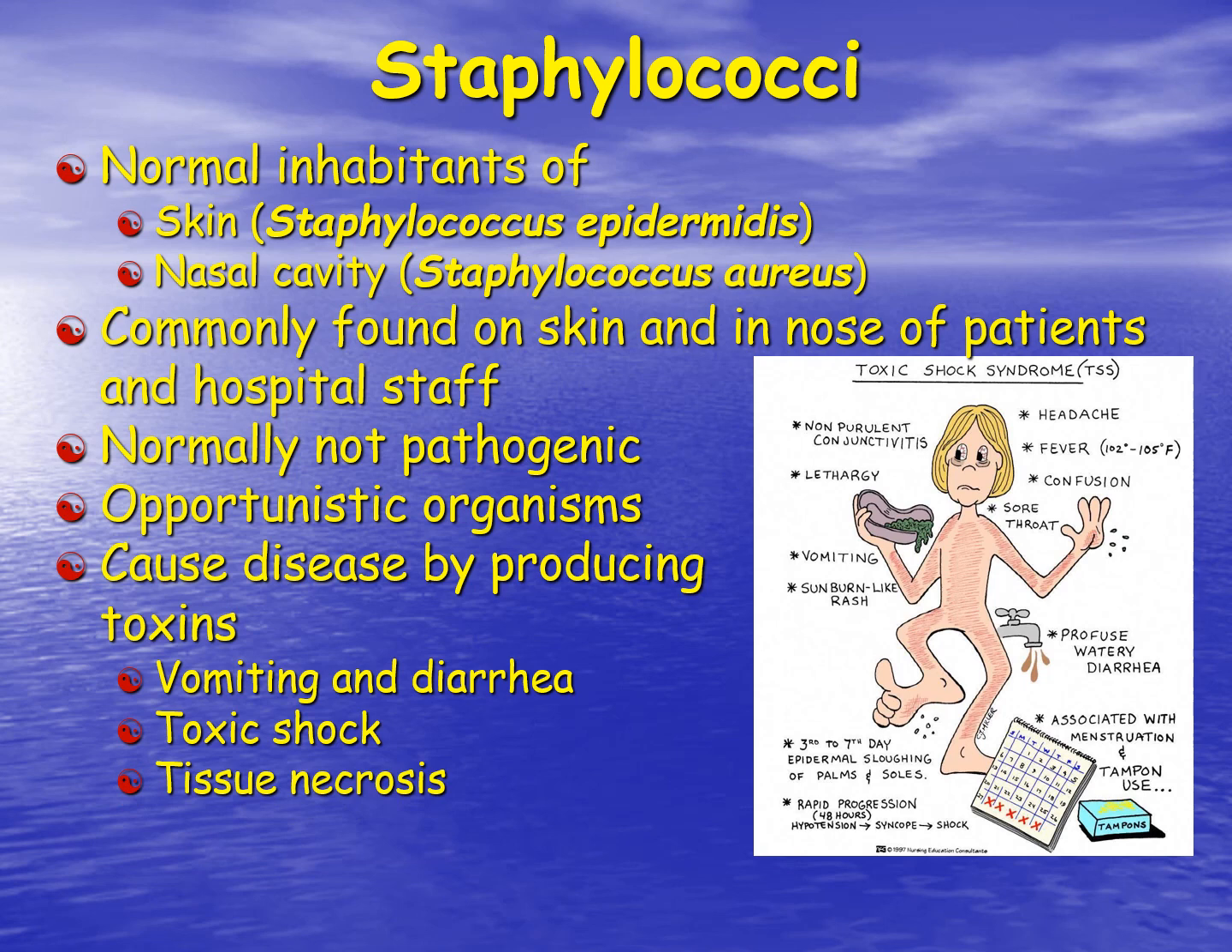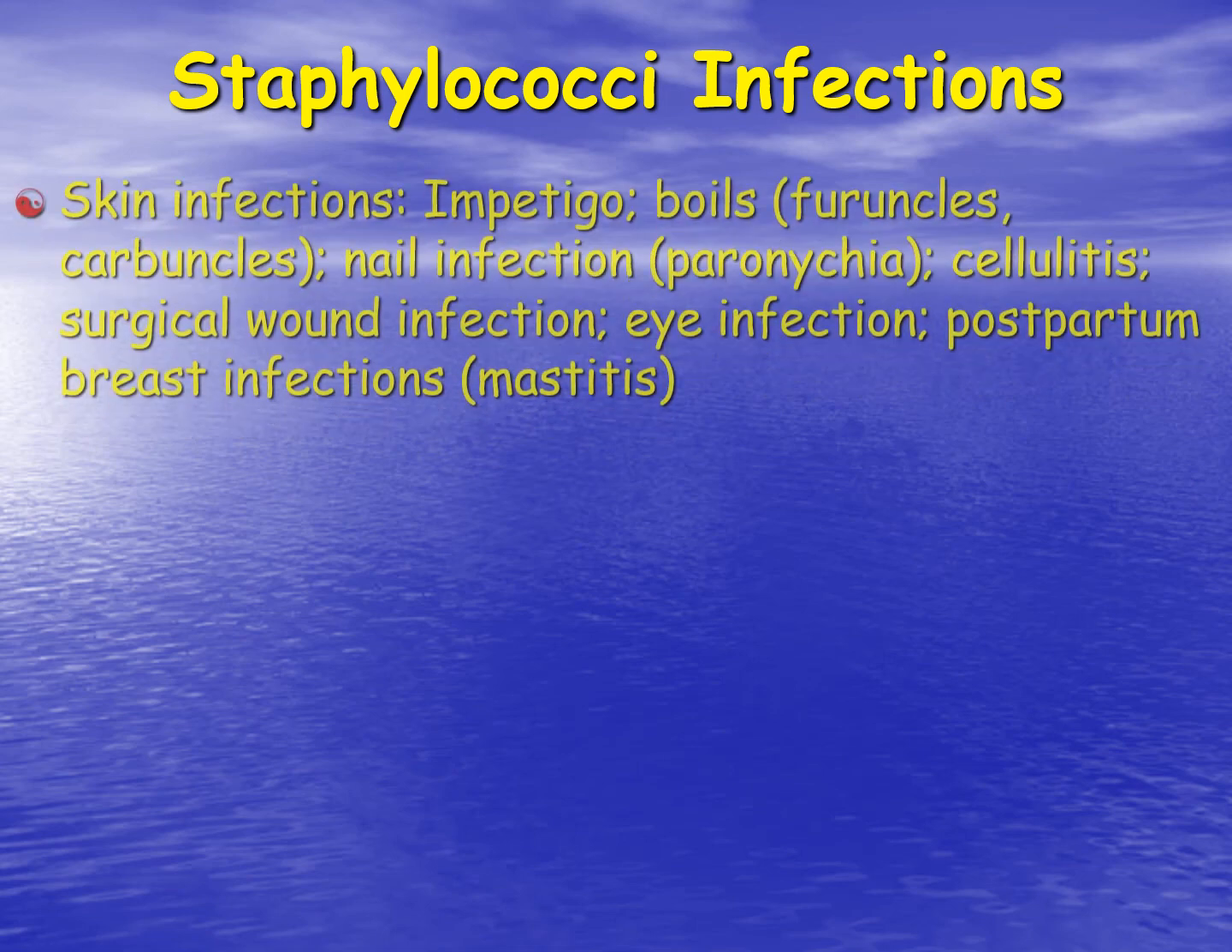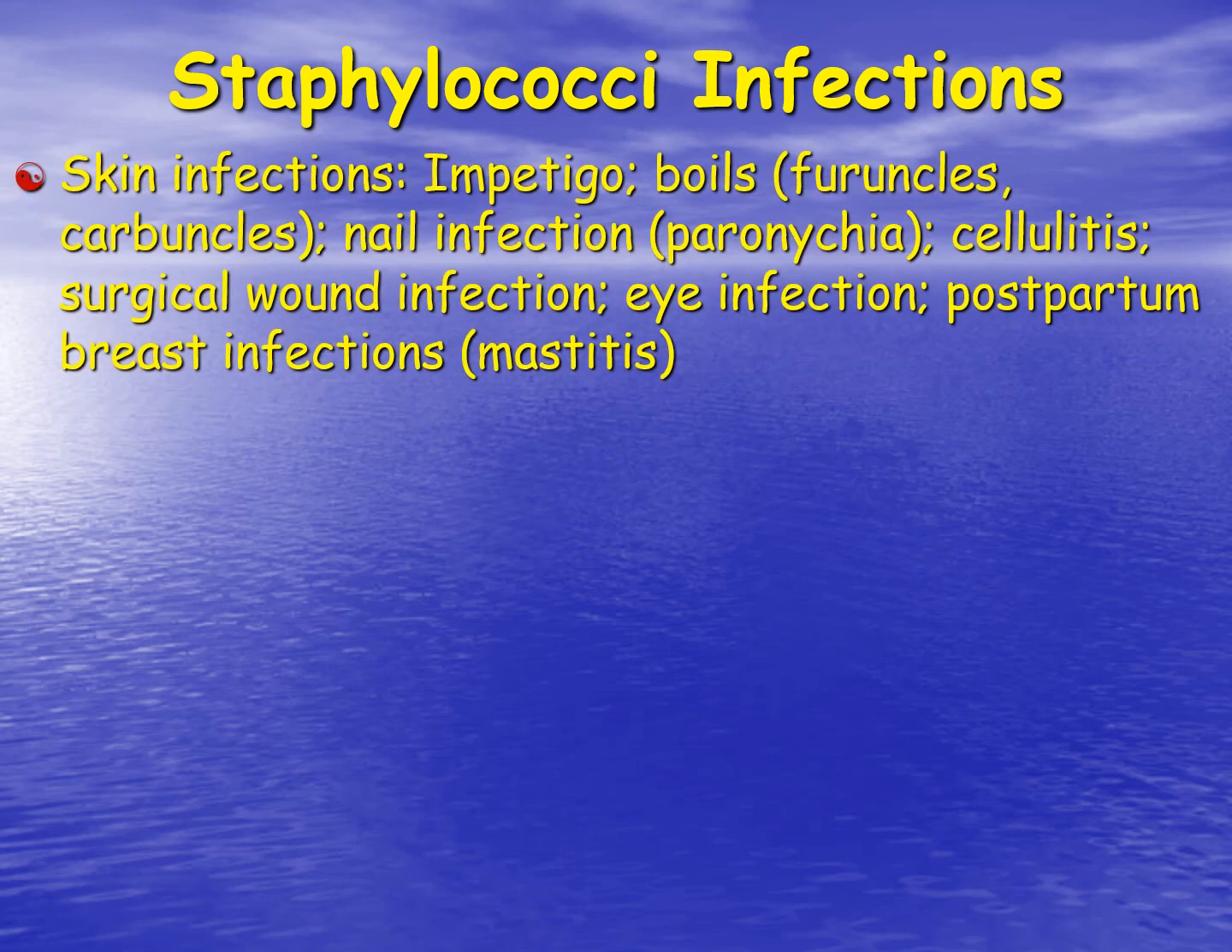Staphylococcus can result in tissue necrosis. It can cause hemolysis of the red blood cells. And what we'll see is that we get inflammation with these Staphylococcus infections. So skin infections: impetigo, boils, and this can be furnicles or carbuncles, which is just simply small lesions that have staph versus larger lesions.